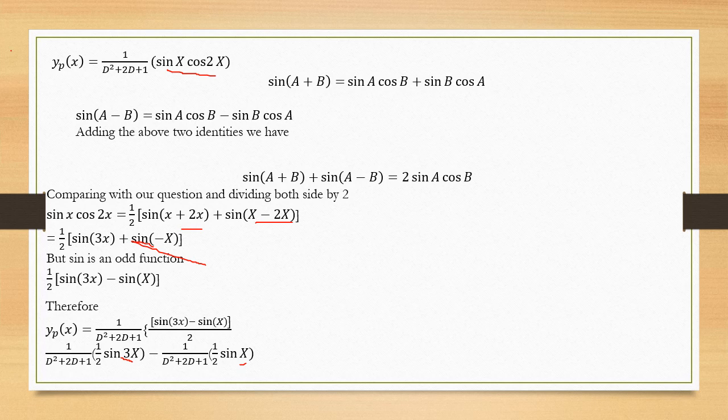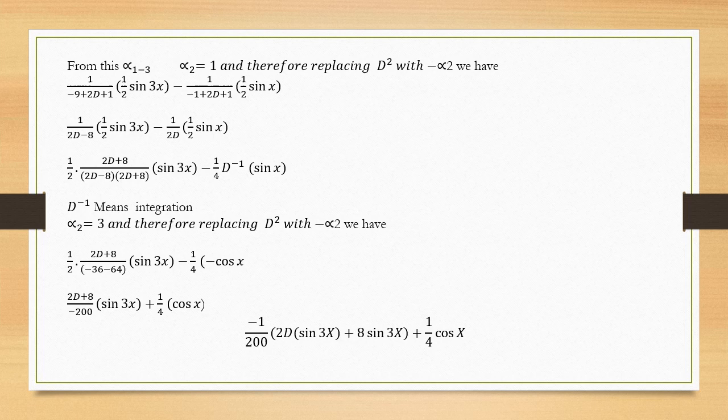So, next step, we are going to replace the D squared with negative alpha squared. Now, replacing the D squared, negative 3 squared will be negative 9, and then negative 1 squared will be negative 1. If we add the negative 9 plus 1, we get 1 over 2D minus 8 and a half sine 3x minus 1 over 2D into a half sine x.